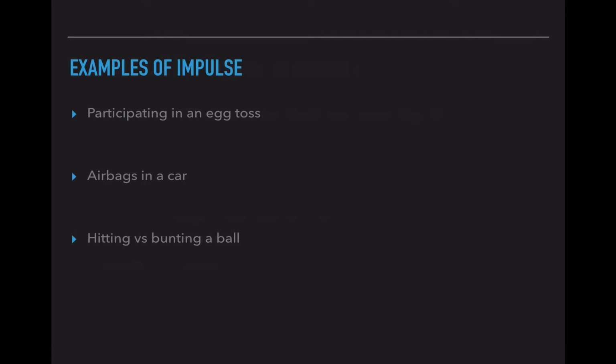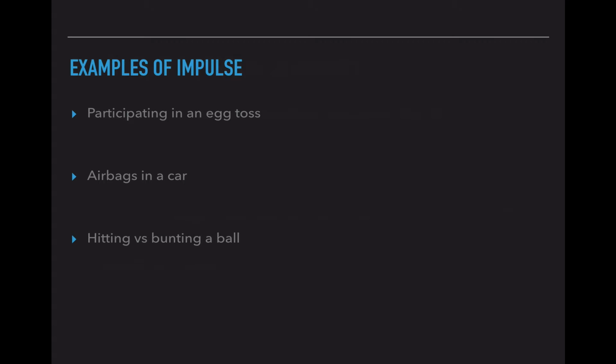The last one is hitting a ball completely versus bunting a ball. If you've ever played baseball, you know that there are some situations where it's better to bunt the ball instead of trying to hit it all the way through. When you do this, you do not allow the bat to swing fully through its arc of motion. So instead, you stop the bat very quickly, the ball bounces off the bat and travels a short distance in front of the batter.